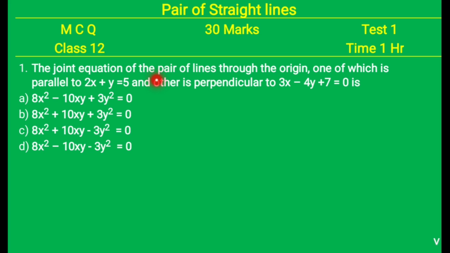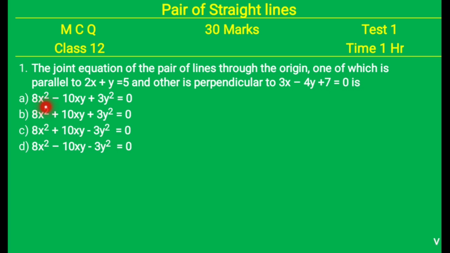The joint equation of the pair of lines through the origin, one of which is parallel to 2x plus y equals to 5 and other is perpendicular to 3x minus 4y plus 7 equals to 0 is. You have to find joint equation of the line passing through the origin. One line is parallel to this first line 2x plus y equals to 5 and other is perpendicular to 3x minus 4y plus 7 equals to 0.